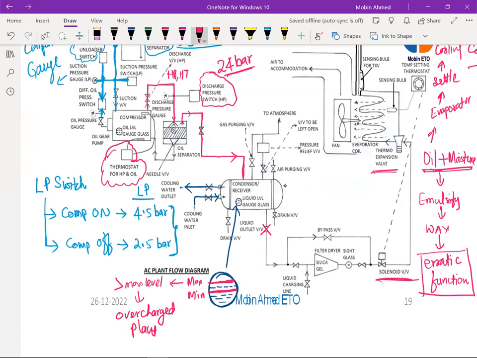There is a complication if the plant is overcharged. Remember, there is a complication. I will tell you what the complication will be when we do the troubleshooting. If it is less than that, less than the minimum level, this is known as the plant is undercharged.